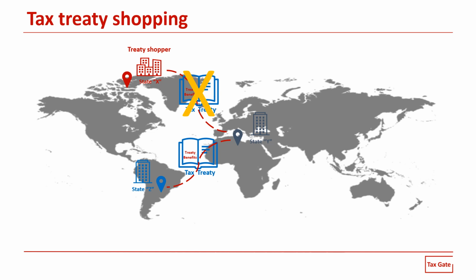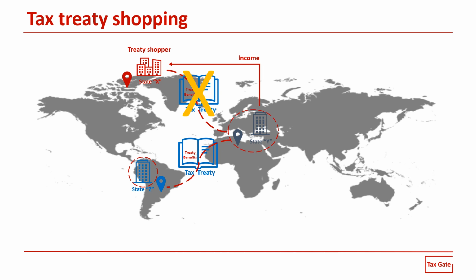And here let's just highlight what we mean by the conduit company. The conduit company is an entity with a legal structure that is typically established as an intermediary just to take advantage of tax treaty benefits, such as reduced withholding tax rates on dividends, interest, or royalties, provided by tax treaties or domestic tax laws.